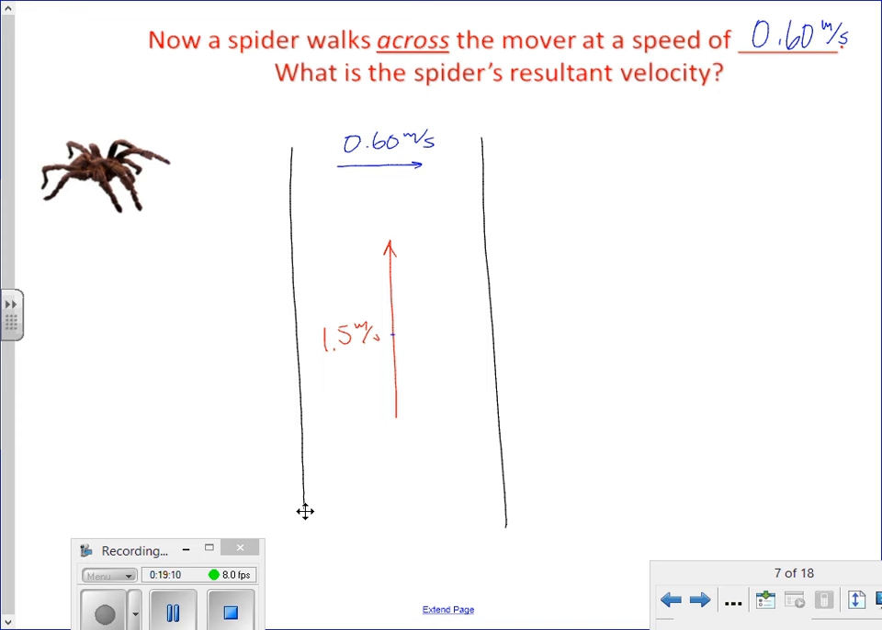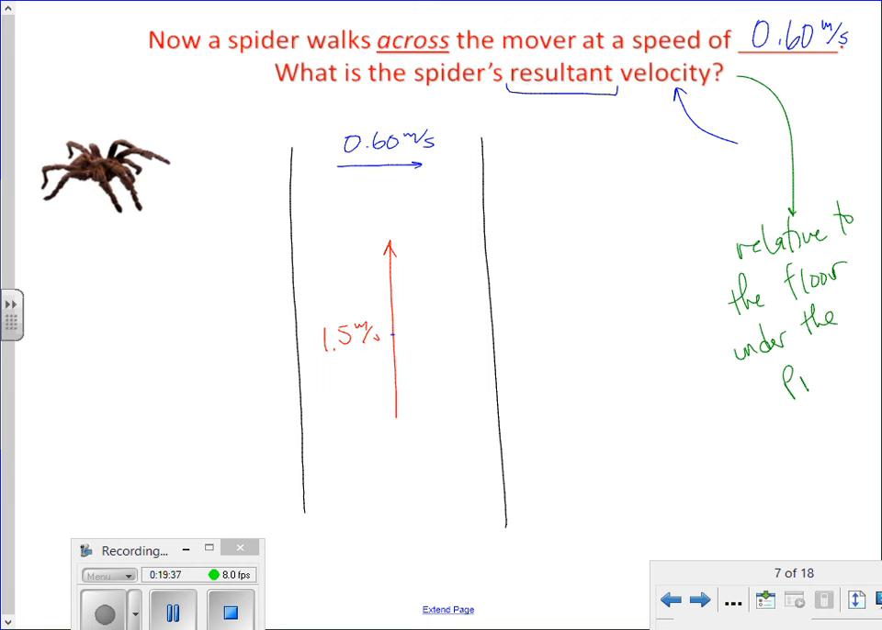So what's the spider's resultant velocity? What's the spider's total, overall speed with the direction associated with it? Well, now what I should also say, if I'm doing this right, is I should say relative to the floor under the people mover.